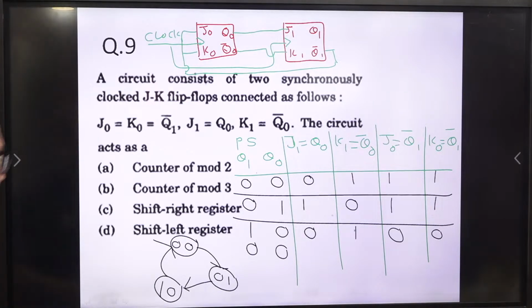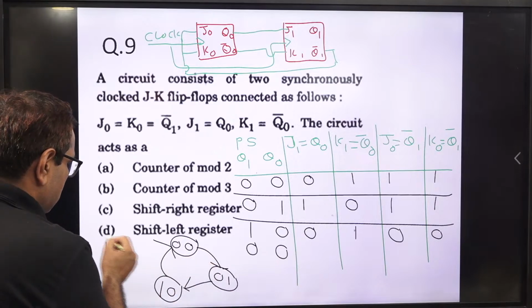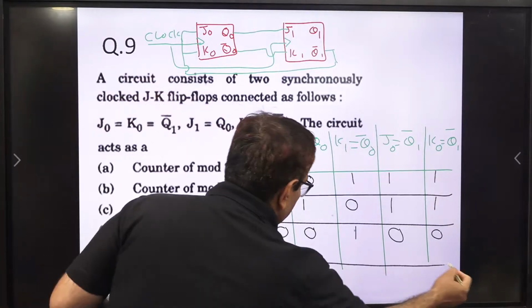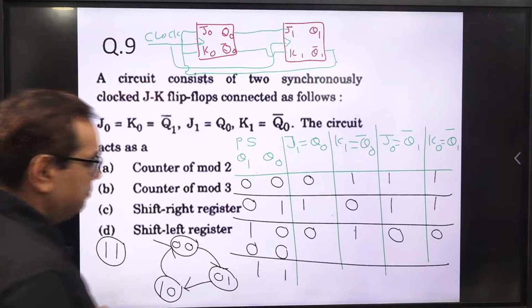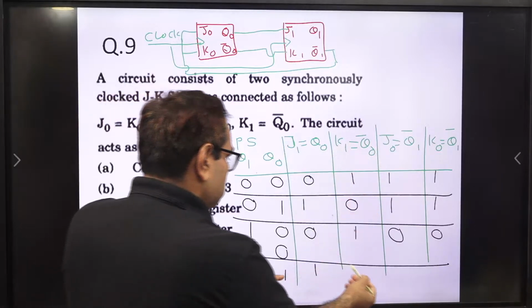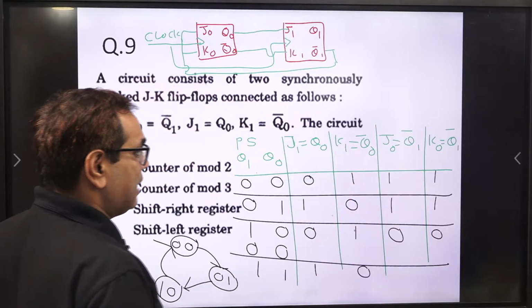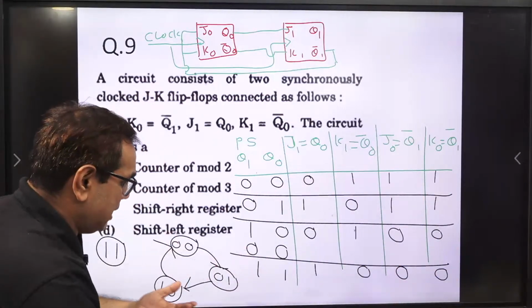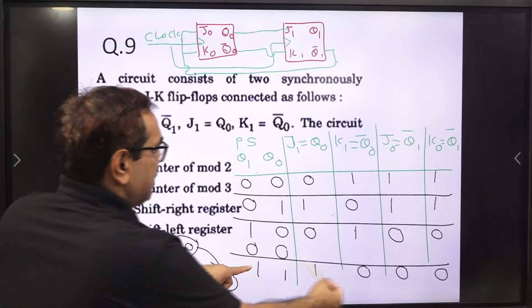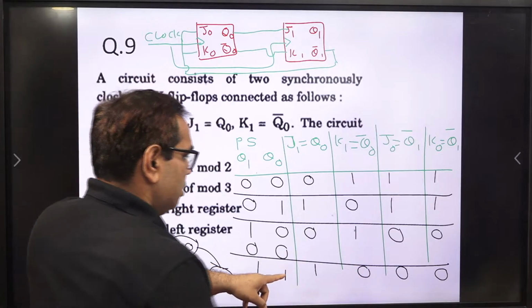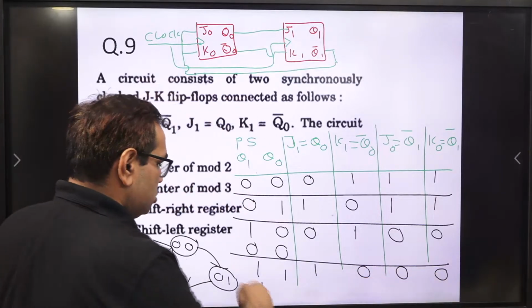Now we can verify the behavior after 1 1 also. Suppose the initial state we take is 1 1. If it is in the 1 1 state, where does it go? We can verify this also. J1 is Q0, so 1. K1 is Q0 bar, so 0. J0 is Q1 bar, which means 0, and K0 is 0. So what is the next state? Present 1, inputs are 1 0, so set, so it goes to 1. Present 1, inputs 0 0, so no change, so it remains 1.